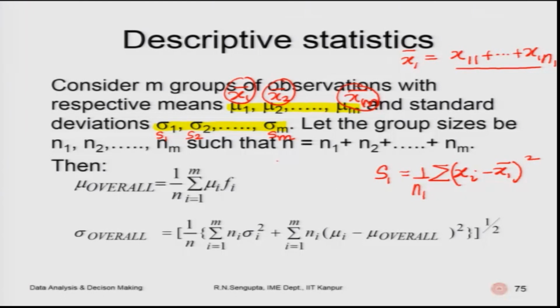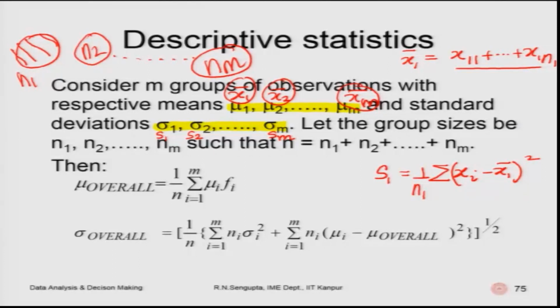So, the observations: the first group has n1, the second group has n2 observations, and the last one has nm observations. So, there are m number of groups, and the sum from x1 for the first one to the mth one is given by the sum of n1, n2, n3 till the last one. So, this is what I will again highlight using the yellow color.